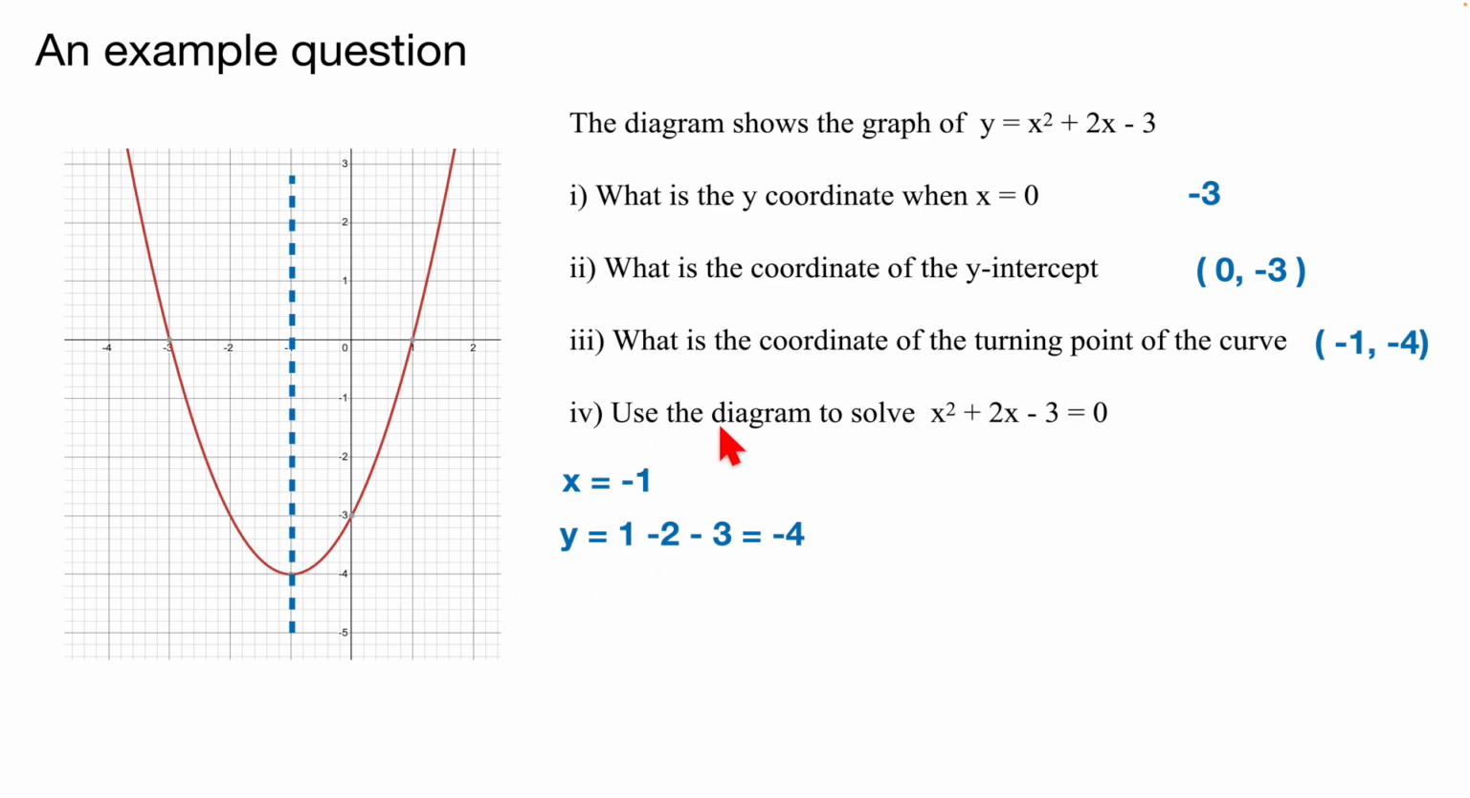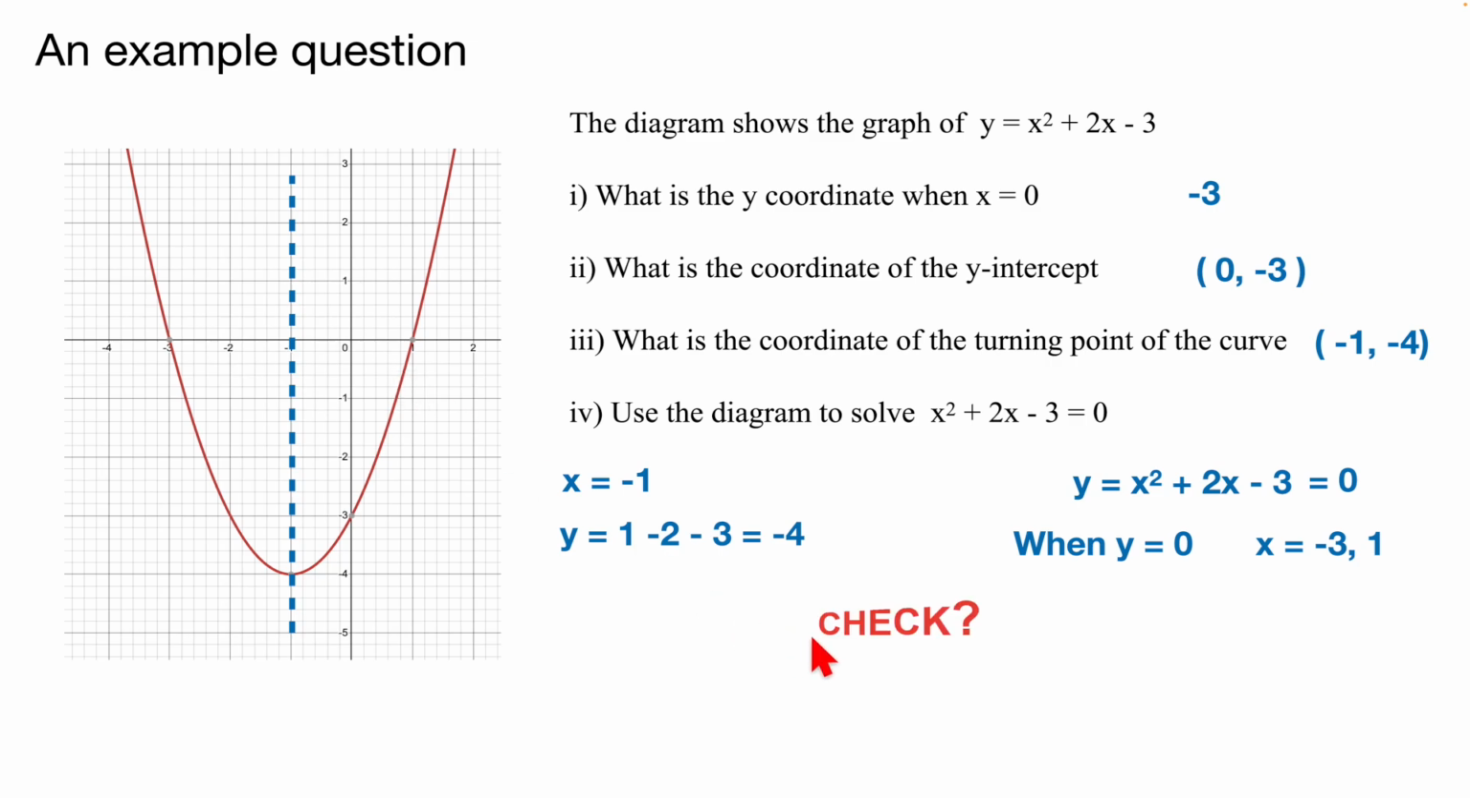And now I'm using the diagram to solve x squared plus 2x minus 3 equals 0. Which coincidentally is the same equation as the line. And we have discovered that if that is true and it equals 0, then when y equals 0, x is equal to minus 3 and 1. And I've just read those off here. Absolutely brilliant. Now, if I wanted to, I would check. I probably wouldn't with a question like this.